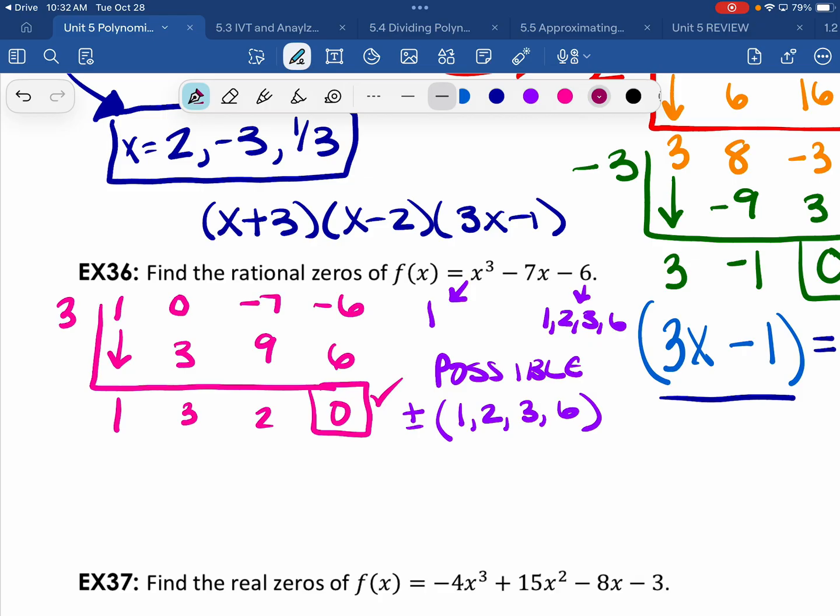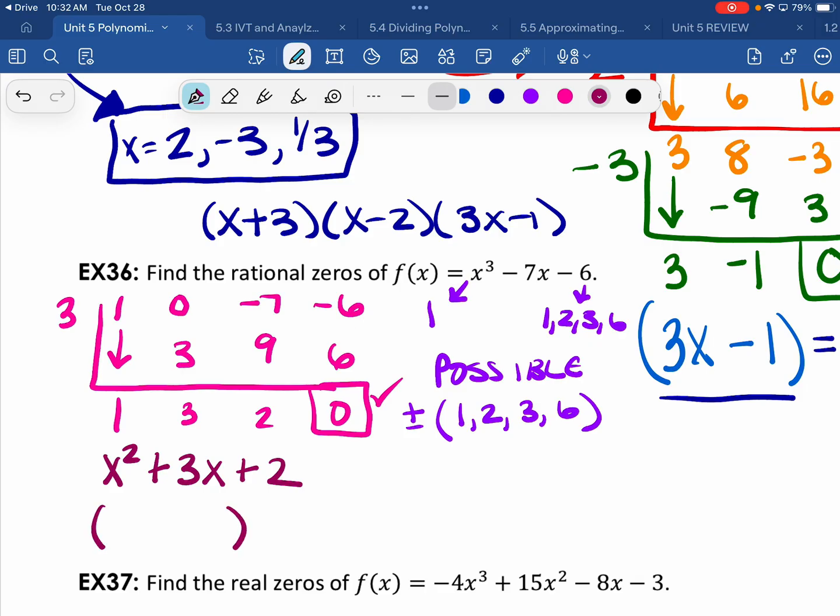Now on this one, you kind of have two options. You could continue dividing, but you're just guessing at this point. Or we can write a polynomial because we are now in the second degree. We originally started with x cubed. We divided one out. So I can write this as x squared plus 3x plus 2.